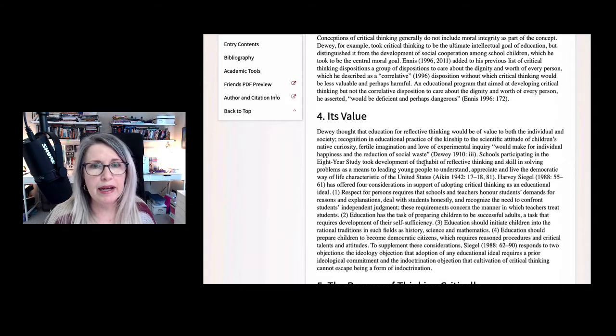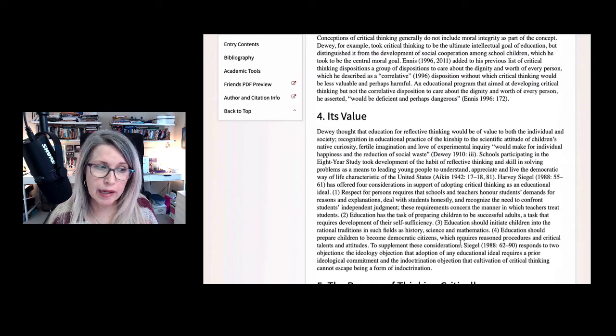Schools participating in the 8-year study took development of the habit of reflective thinking and skill in solving problems as a means to leading young people to understand, appreciate, and live the democratic way of life characteristic of the United States. And then it says, Harvey Siegel has offered 4 considerations in support of adopting critical thinking as an educational ideal. Respect for persons requires that schools and teachers honor students' demand for reasons and explanations.